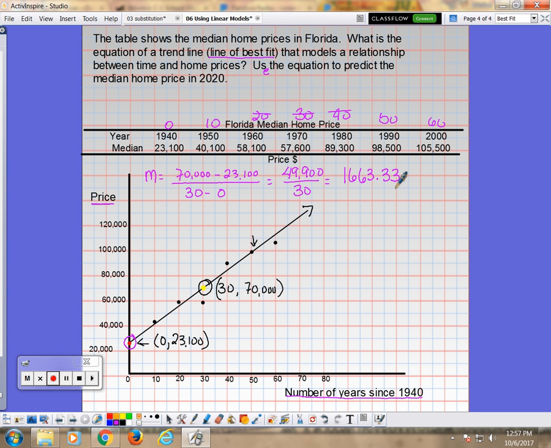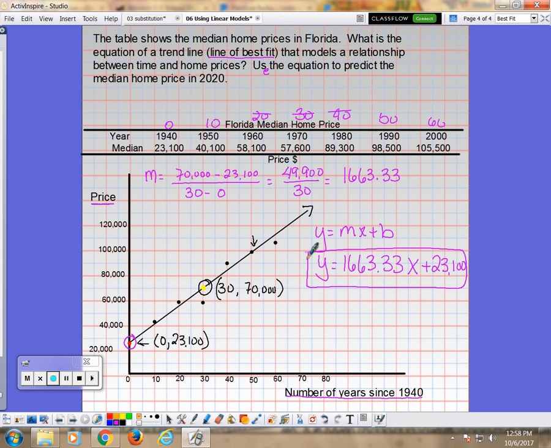All right, based on that, I can write the equation of my line. Because this is my y-intercept right here, and this doesn't always happen, I'm allowed to go y equals mx plus b, and I already know m is 1,663.33, so that's times x, plus b, which we know to be 23,100. So this right here is my trend line equation, or my line of best fit equation.